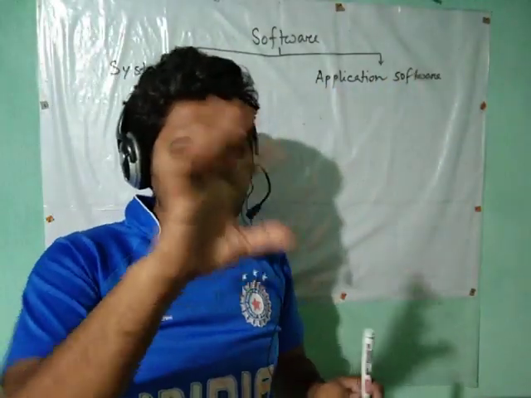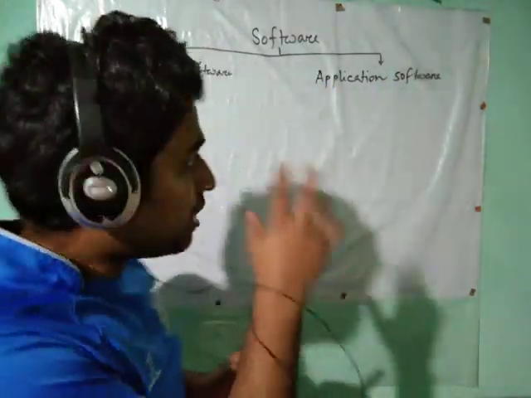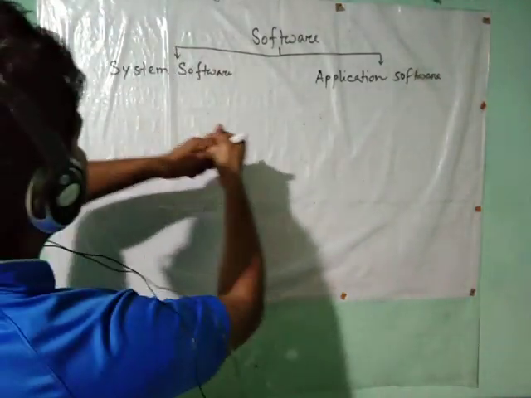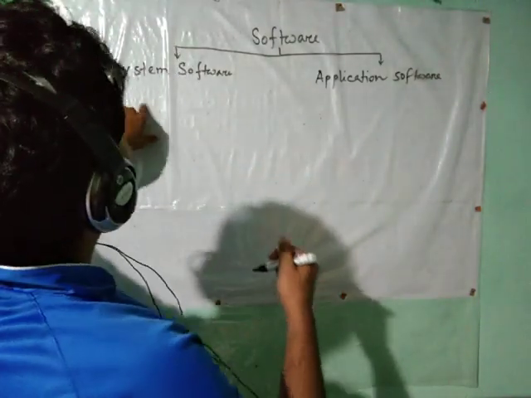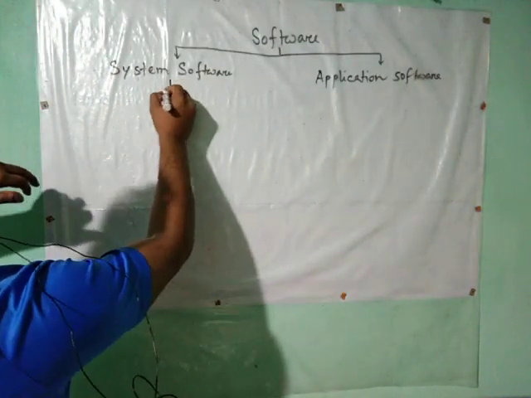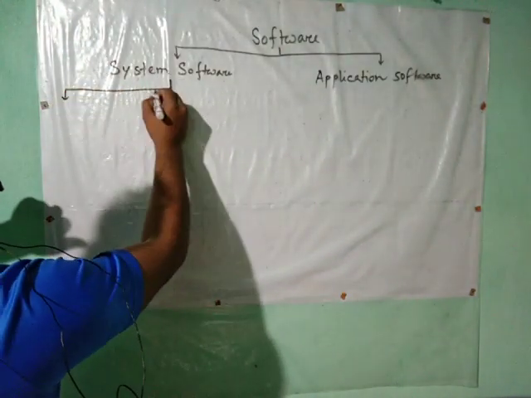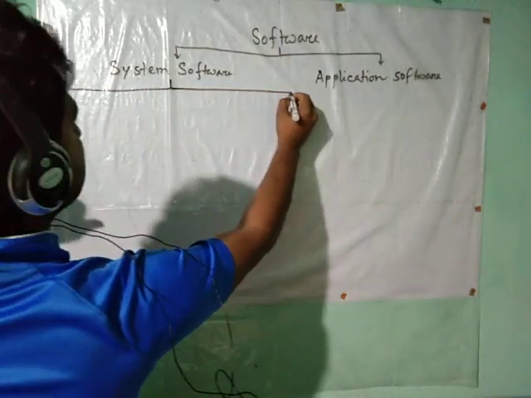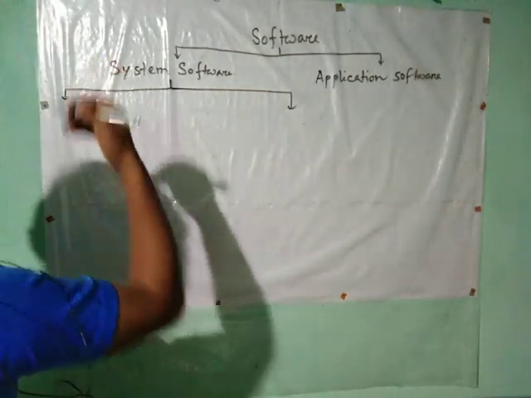Now I hope you have got the idea. Now there are also several sub parts of both of them. It has 5 more parts, that means 5 more categories.